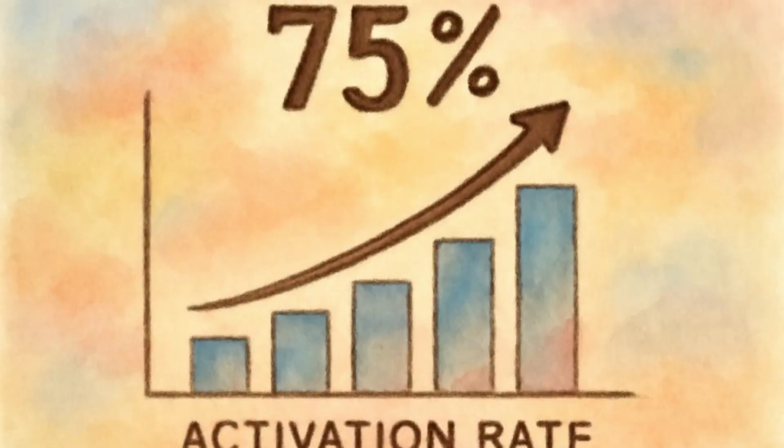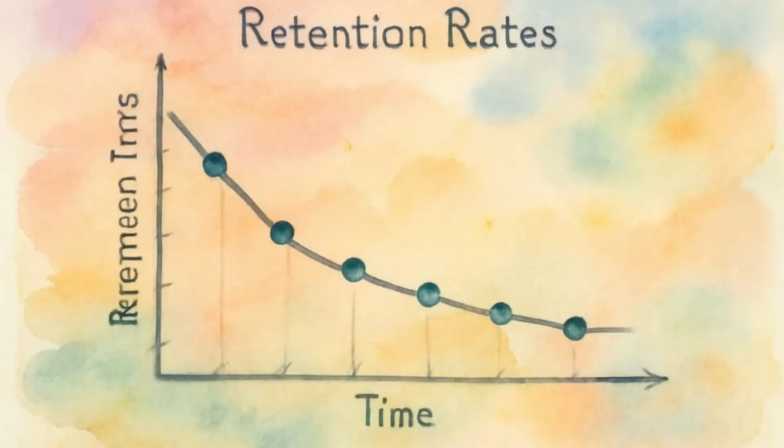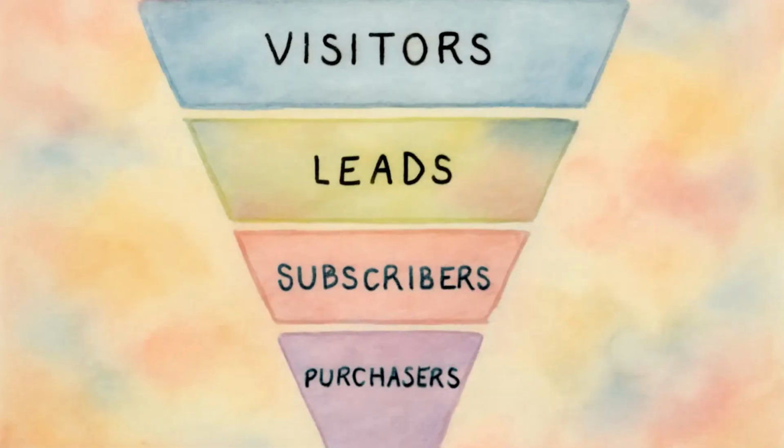Here are some common MVP metrics to track. Activation rate, the percentage of users who complete a key action, like signing up or creating their first project. Retention rate, how many users return after their first visit. Conversion rate, the percentage of users who take a desired action, like subscribing or purchasing. Churn rate, how many users stop using your product over time. Net Promoter Score, a simple way to measure user satisfaction and loyalty.